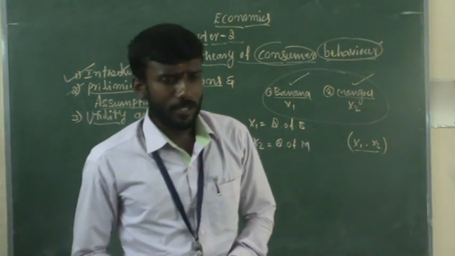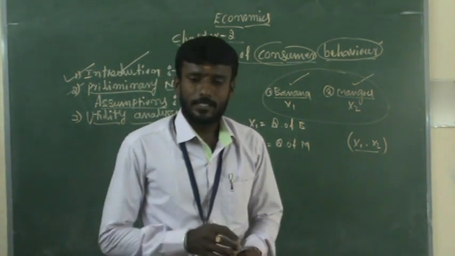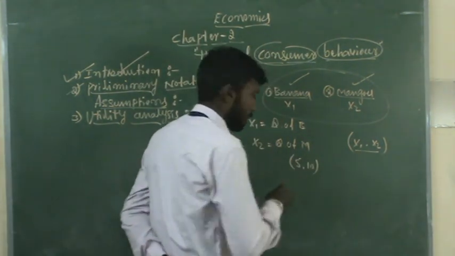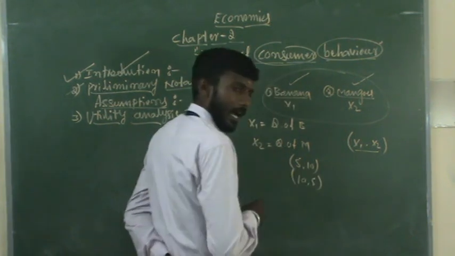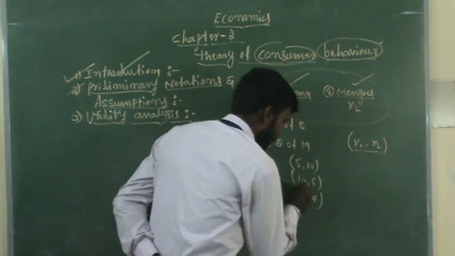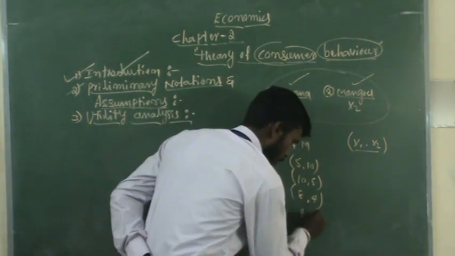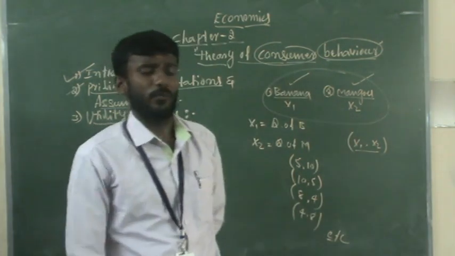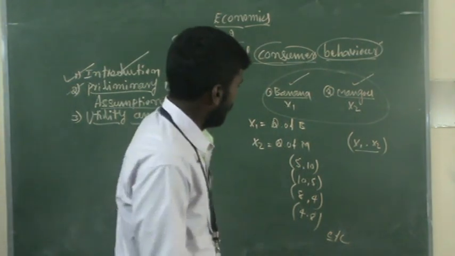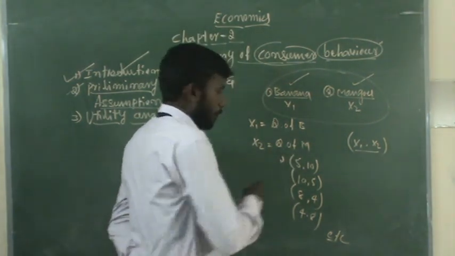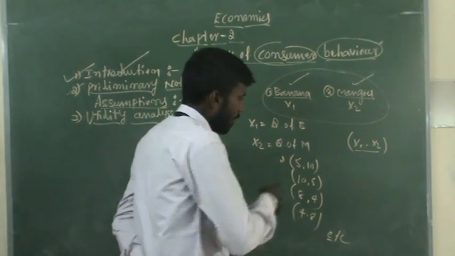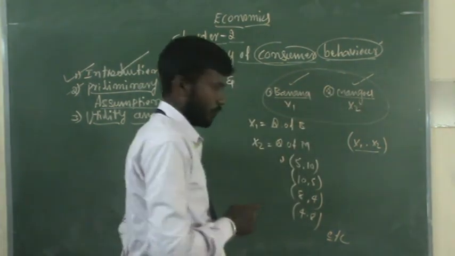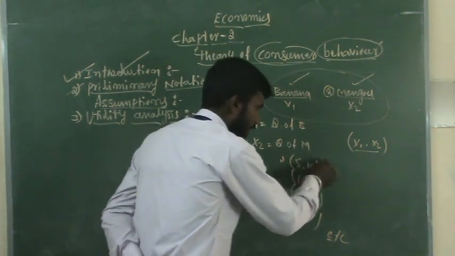Now in economics, some examples of consumption bundles, for example: (5, 10) is one bundle, (10, 5) is another bundle, (8, 4) another bundle, (4, 8) another bundle, and so on. We are going to make different varieties of bundles like that. See the bundle 1, (5, 10): it means 5 quantity of bananas and 10 quantity of mangoes. Why? Because first there is 5, next there is 10.